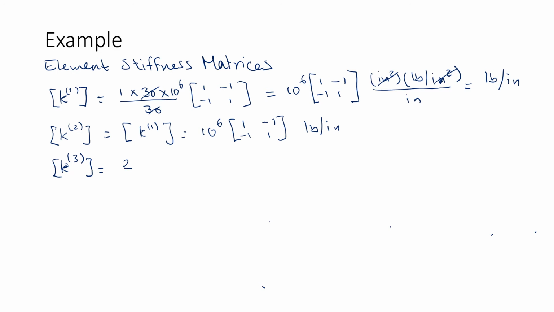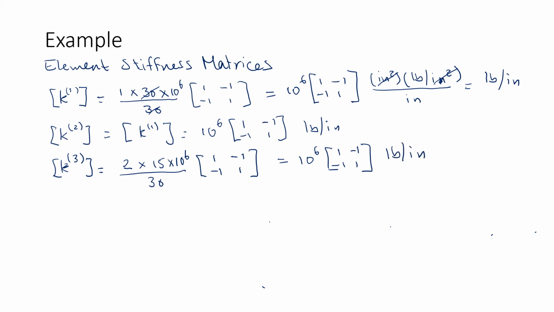2 for the area, 2 square inch, multiplied by E, which in this case is 15 times 10 to the power 6, divided by 30, multiplied by 1 minus 1 minus 1 and 1. Again, I have 2 times 15, which is 30, is going to cancel with this, and I end up with the same stiffness matrix as elements 1 and 2. And again, 10 to the power 6, 1 minus 1 minus 1 and 1. This is pound per inch. So now I have written the stiffness matrices for my elements.